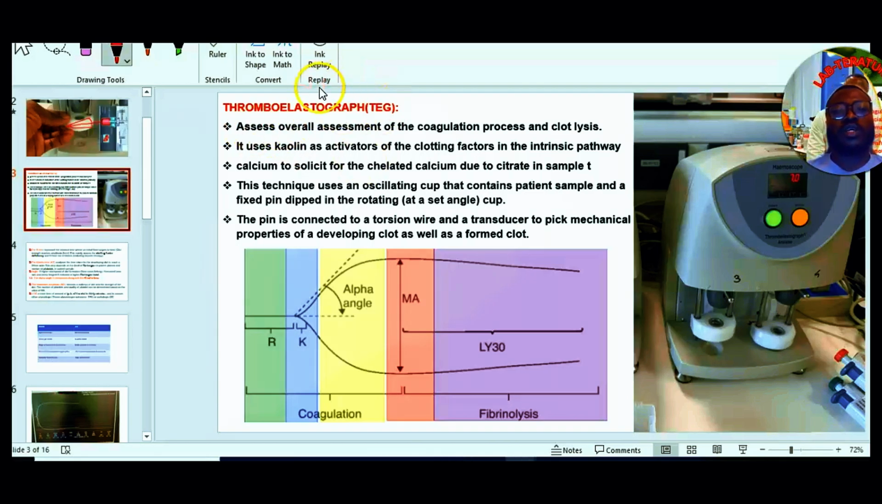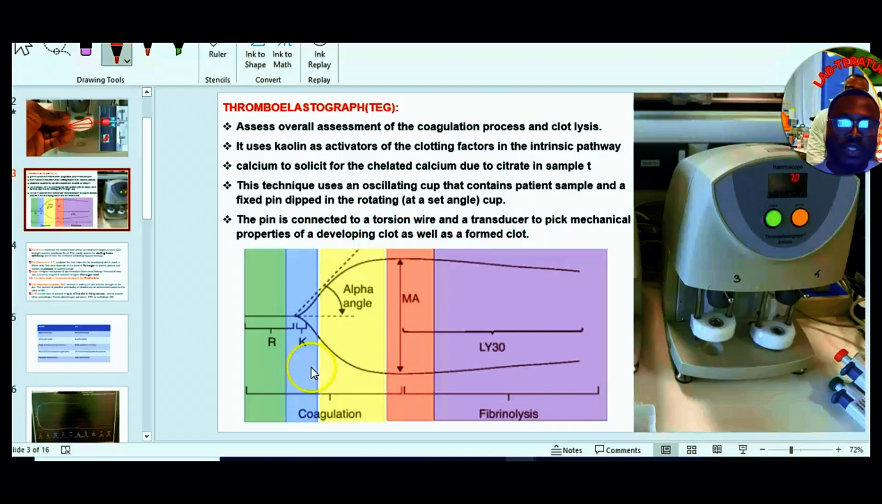So for thromboelastography, just like I have spoken about previously, it assesses the overall coagulation process and the lytic stages. It uses kaolin, and calcium is used. The technique uses an oscillating cup, and the pin is connected to a torsion wire and transducer to pick up mechanical properties, just like I've explained to you already.